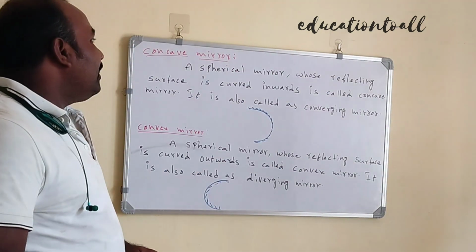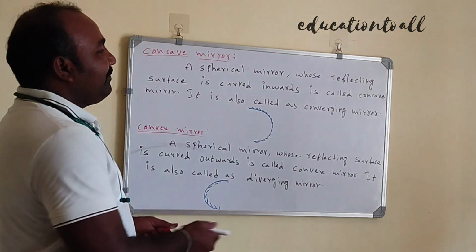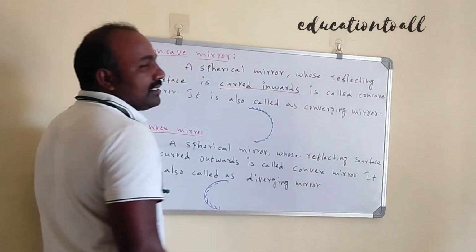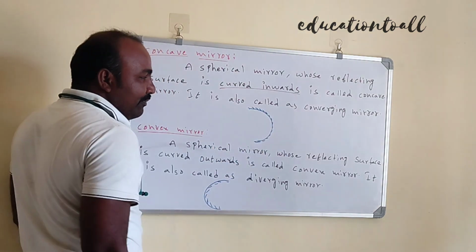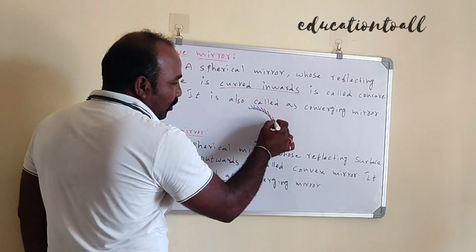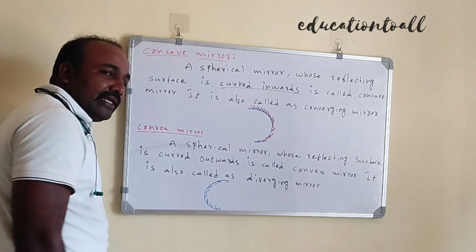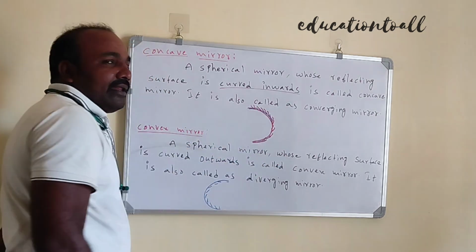Next, concave mirror. Concave mirror means the reflecting surface is inward. It is called a concave mirror. So for example, this is a concave mirror. This is the bulged surface, so that means the polished surface is here. So this inner region is the reflecting surface.